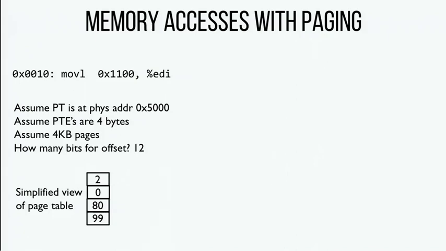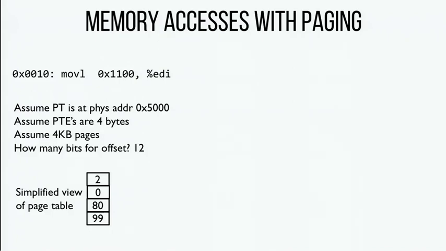Okay, so I want to do some address calculations, because this determines whether we really understand how all of this works. So now we're just going to do a single instruction. We're simplifying this: a single assembly instruction. How many memory accesses do we need to do now? I need to tell you some more stuff. This page table lives at physical address 5000. That's a physical address. That's where this page table that I'm showing you here lives.